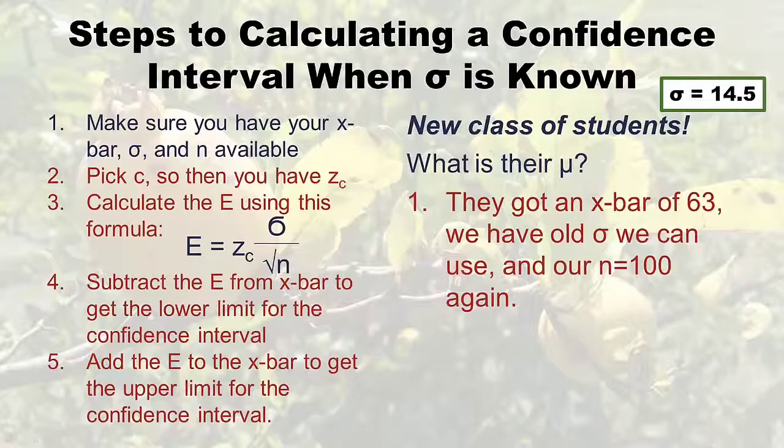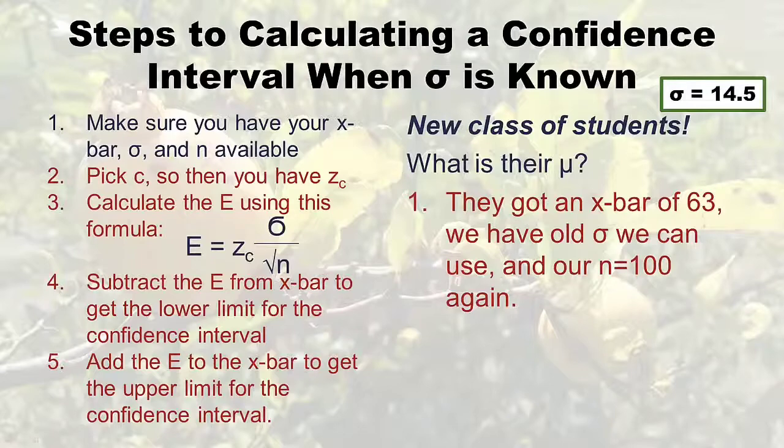And we have a new class of students, so we want to know if their mu is different. Like maybe the teacher got a little better, and so maybe their mu is a little higher. Who knows? Okay, so step one is make sure you have your X bar, your population standard deviation, and your N available. So we're going to take a sample of 100, just because it's easier that way.